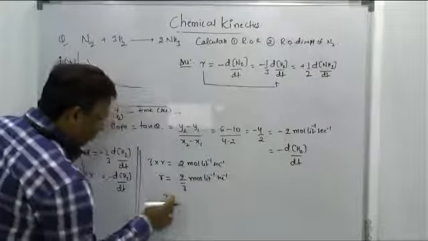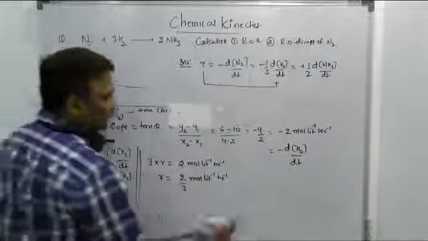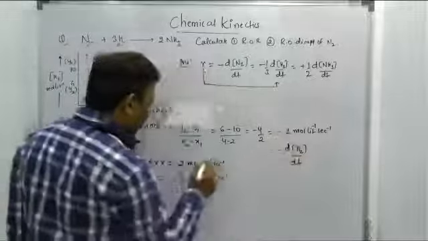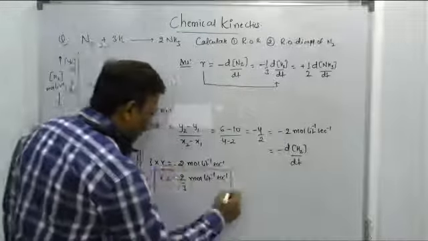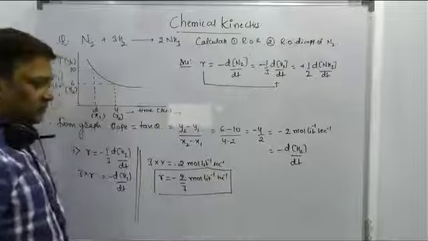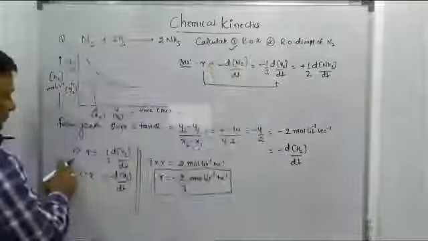That is, ROR is equal to what we got, beta? 2 by 3 mole per liter per second. And this value I should determine with a negative value. So I got, beta, rate of the reaction equal to minus 2 by 3 mole per liter per second. It means the first part I got it.